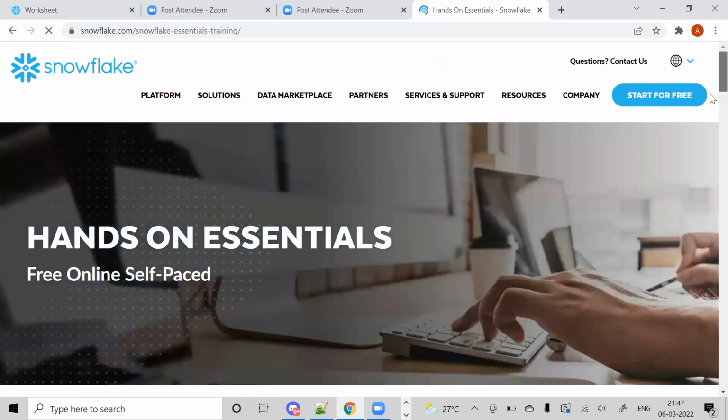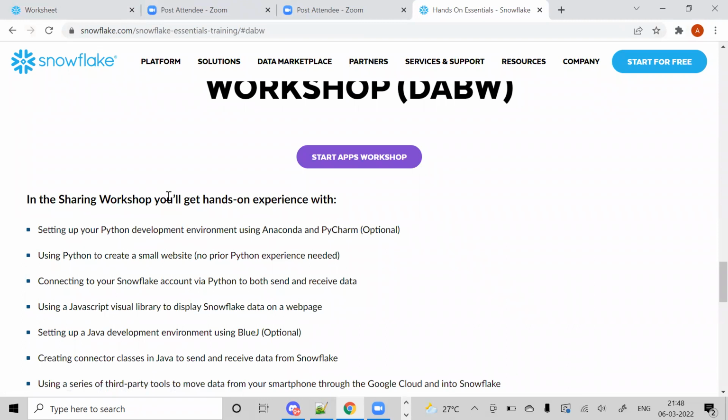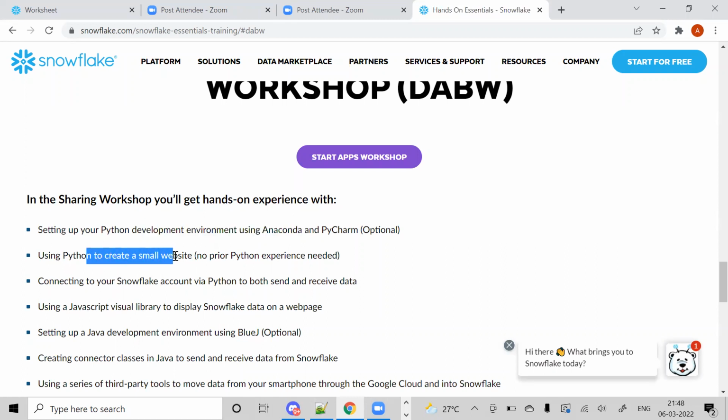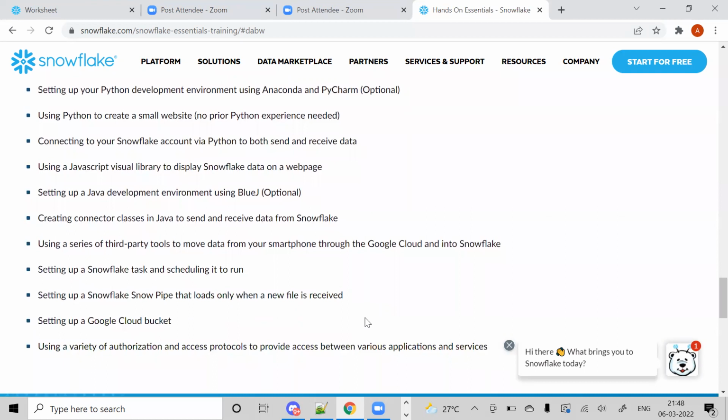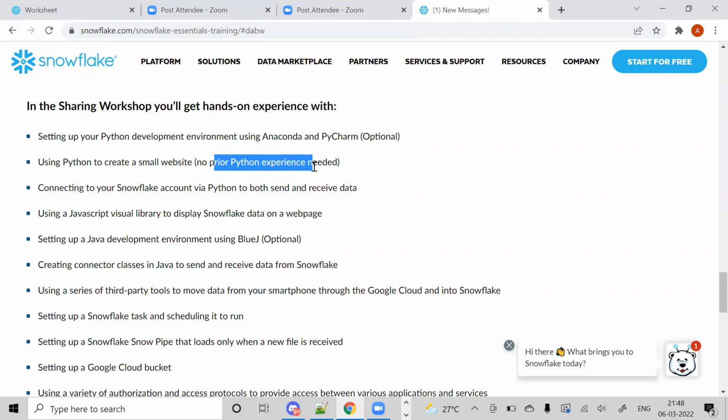You mean the Snowflake batch, right? Yes. See this data application workshop info. This is batch 3. If you go here, this is all about how you will do your Python-based Snowflake work. You are going to use Python development in this: using Python to create a small website, connecting to Snowflake via Python to send and receive data, and all that stuff. You don't need prior Python experience, but it is good if you do that course and then jump here, so it will be more meaningful for you.